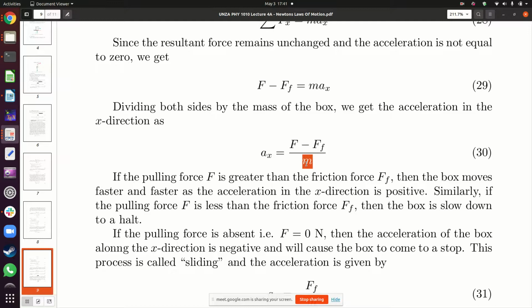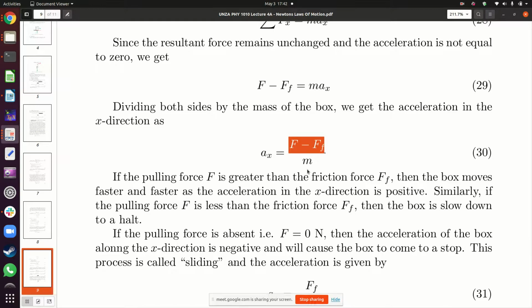You divide the resultant force by the mass, then you get the acceleration of the objects. In this case, like in our previous cases we have looked at, if the pulling force is equal to the friction force, whether the object decides to stop or the object decides to move with constant velocity, in those two cases, if the pulling force is equal to the friction force, then F minus Ff will give you a 0. This expression will give you a 0. 0 divided by m, you get a 0, so you get 0 acceleration.